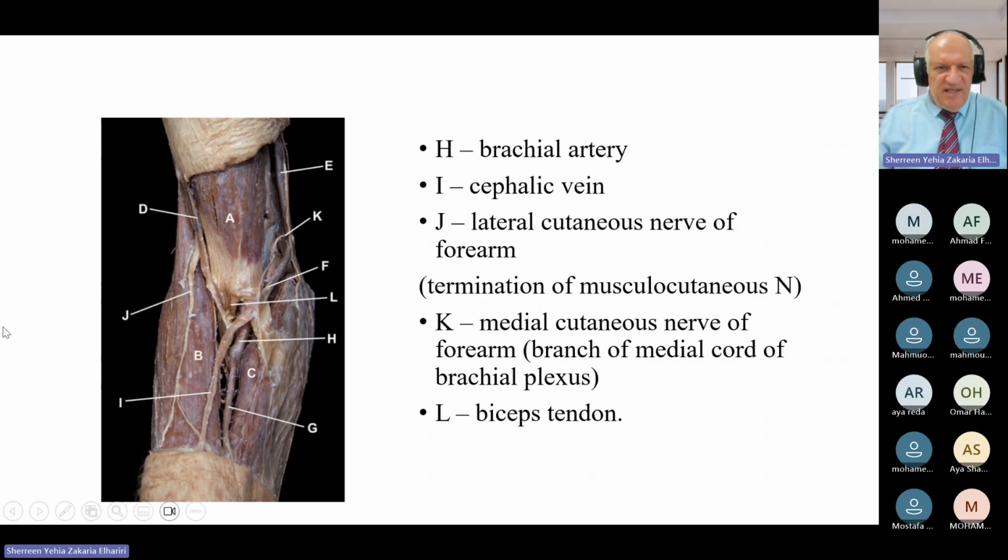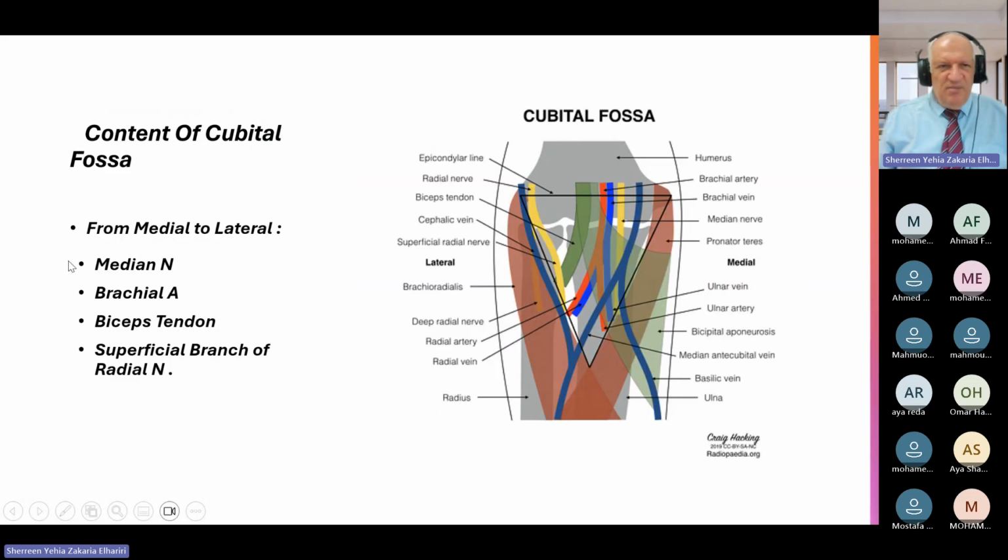And of course L, where is L? L is the bicipital, biceps tendon. Okay, so this is important just to enumerate. Just remember, we don't ask you about much detail. And these are the structures you can find in this area: the median nerve and brachial artery. So it is important, if you put a cannula or something, to take care not to insert it in the median cubital vein.